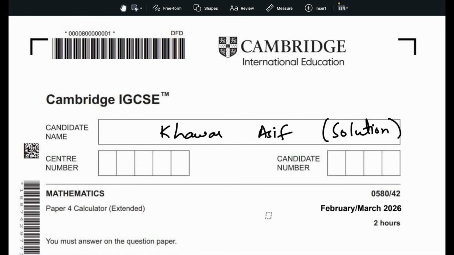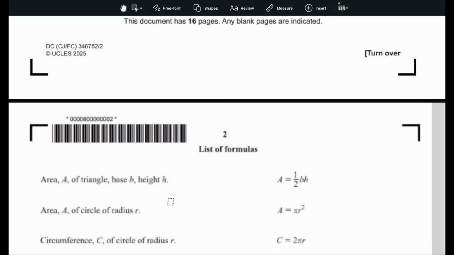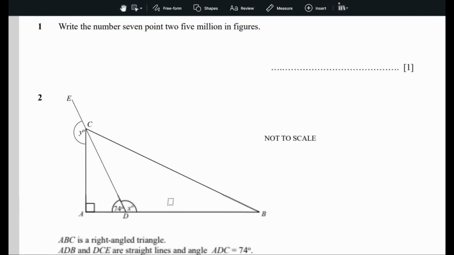So today we are going to discuss Feb March 2026 paper 4-2 and the duration is 2 hours. These are the instructions we have to follow. Let's move to, these are the formulas that will be given to us. Let's move to question number 1.